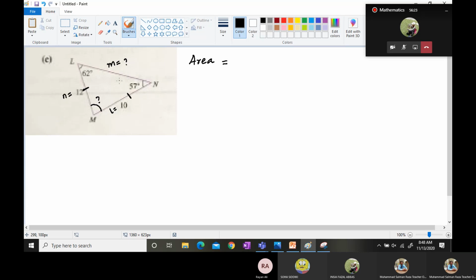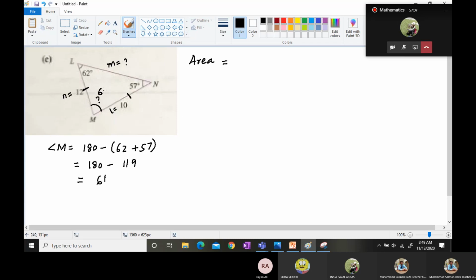So what are we going to do? We are going to take the help of the angles 57 and 62 in order to find out this particular angle. Before area, we need to find out angle M. So angle M is 180 minus the sum of 62 and 57. So it is going to be 61 degrees. Let me cross check it with my calculator. 62 plus 57, and yes, 61 degrees is the angle.